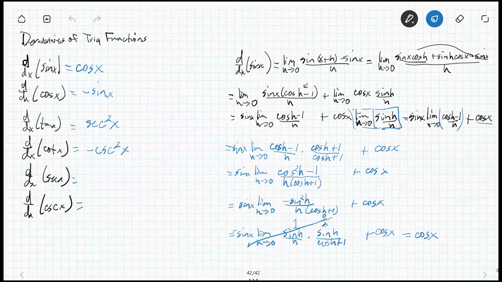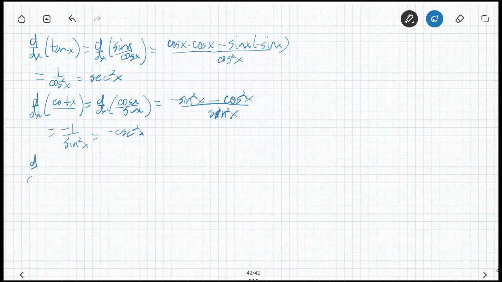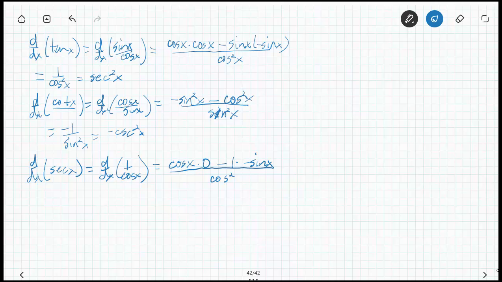All right, let's do secant. I promised you we were going to do all of them. So derivative of secant. We won't do the very last one. This is the derivative of 1 over cosine of x. Well, we're going to use the quotient rule. So low d high, which is going to be cosine of x, times 0, minus high, which is 1, times d low, which is negative sine of x. Derivative of cosine is negative sine. You're going to have to memorize those. Put them on flashcards. This is all over low squared, which is cosine squared x.